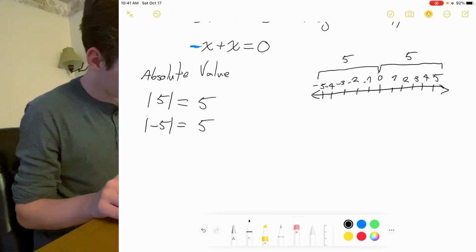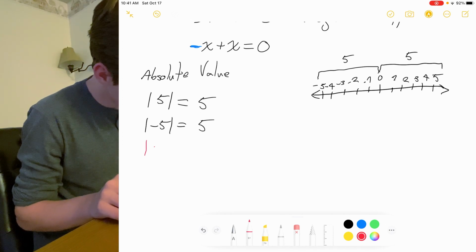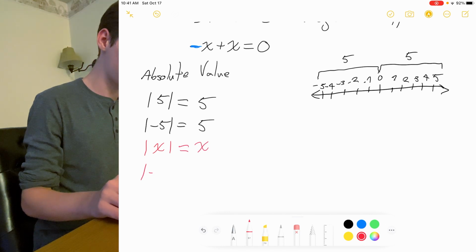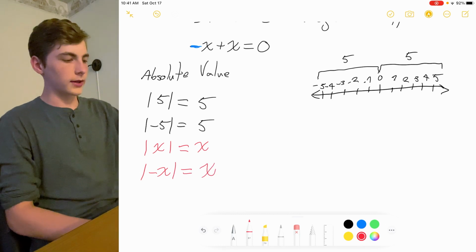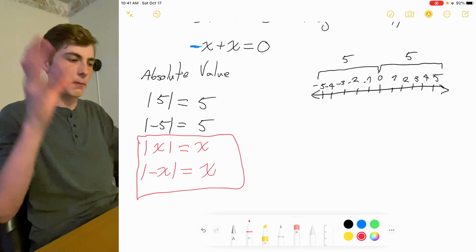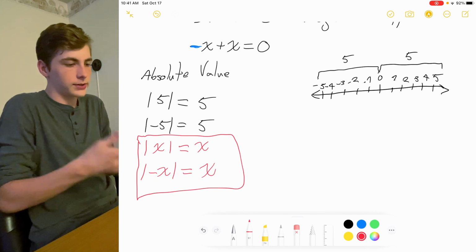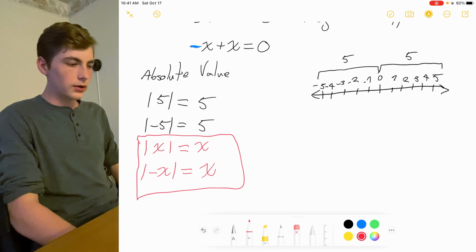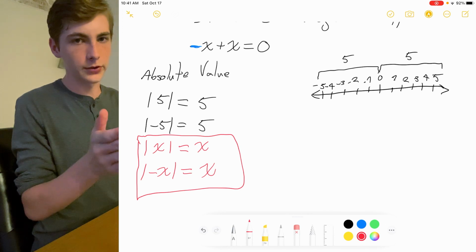And as we've learned to write things generally with variables, the absolute value of any x is going to equal x, and the absolute value of any negative x is going to equal the positive x, right? That's basically what absolute value means. It's kind of like a function that says make it positive. If it's negative, we're going to make it positive. If it's positive, just don't do anything. It's telling us, again, how far numbers are away from 0.